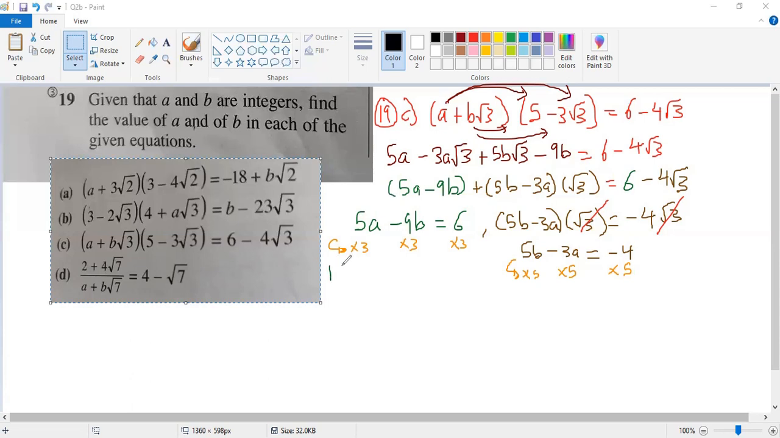Okay, loosely speaking, so this is 15a, this is minus 27b, this is equal to 18. Please double check in case I calculate anything wrong. 5 times 5, 25b. This is 5 times 3, 15a minus, and this is minus 20. Then you can see the part where one is opposite plus and minus of each other. So you can just do a shortcut by adding these two equations.